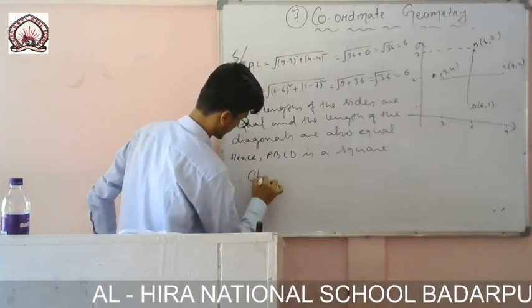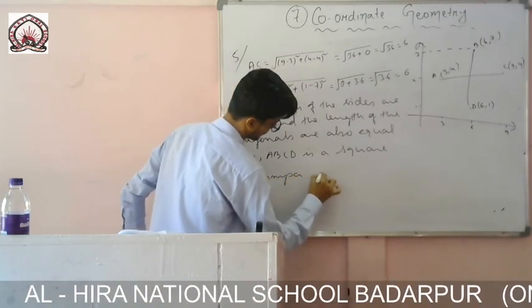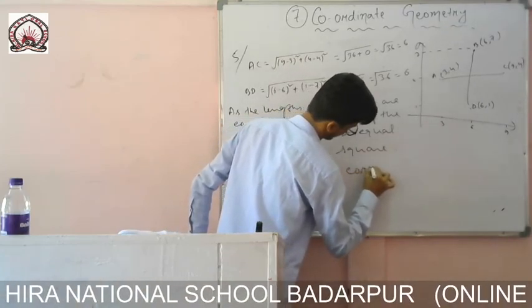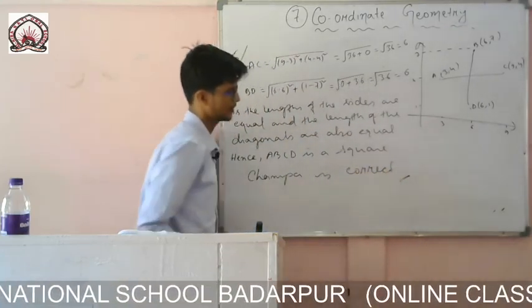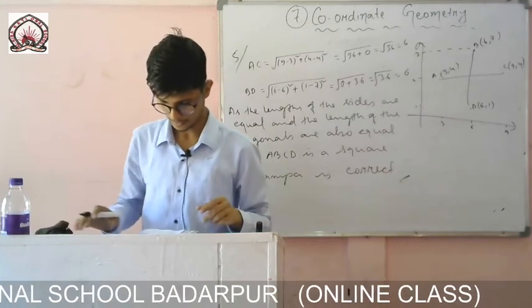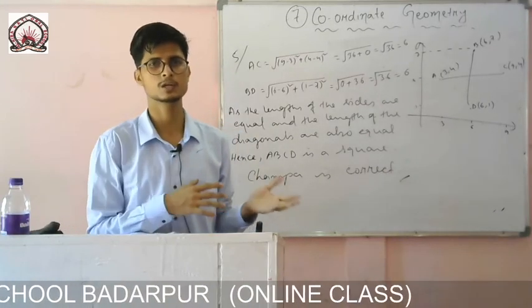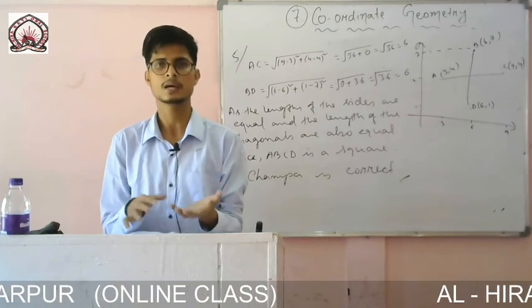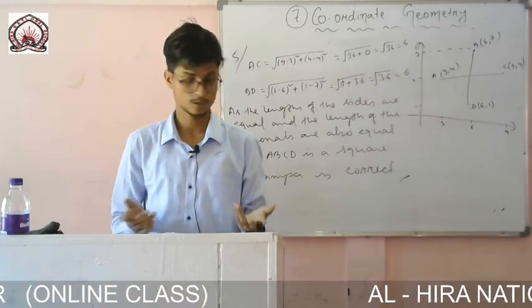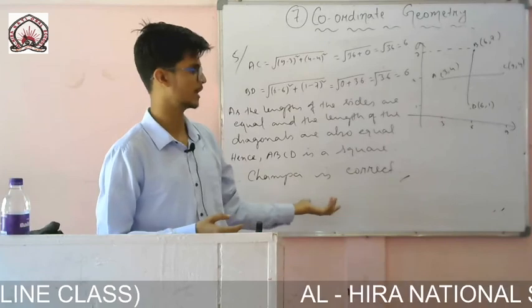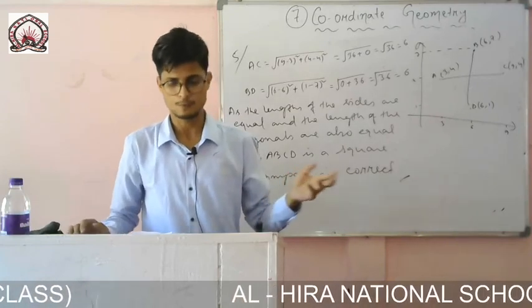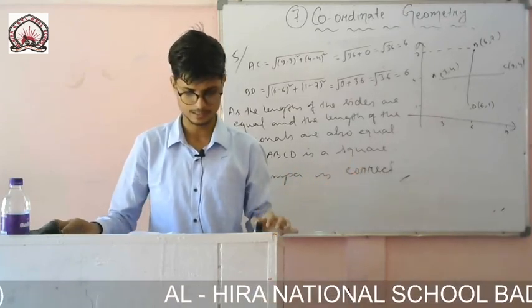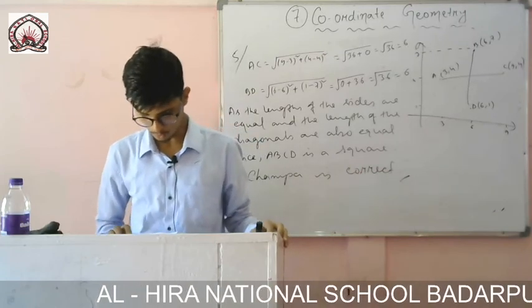Champa is correct. The question is to find who is correct out of them. One said that it looks like a square, the other said it doesn't. So we have solved it and proved that yes, the one who said that it looks like a square is correct. Okay, so now let us go to question number 6.